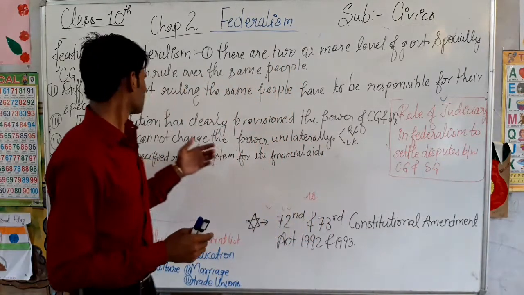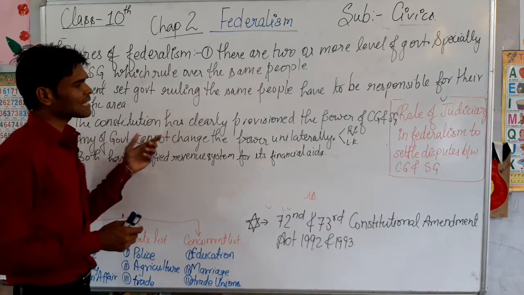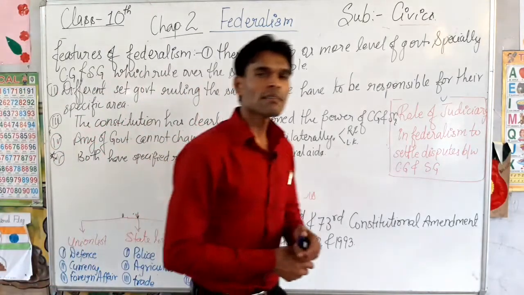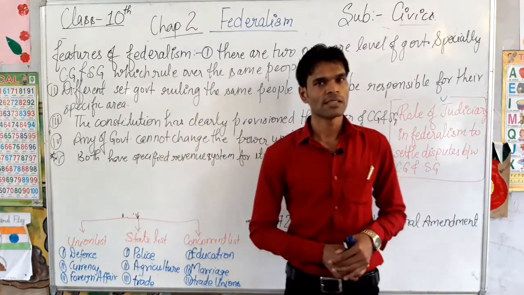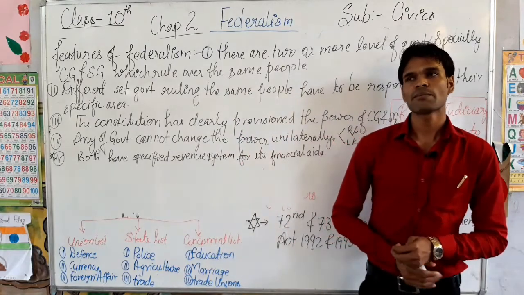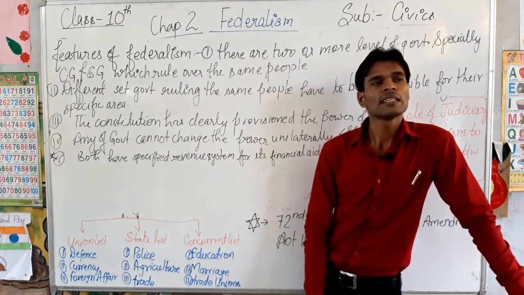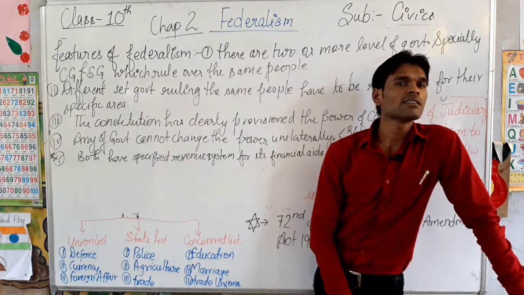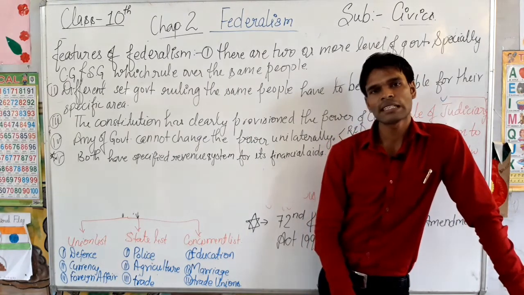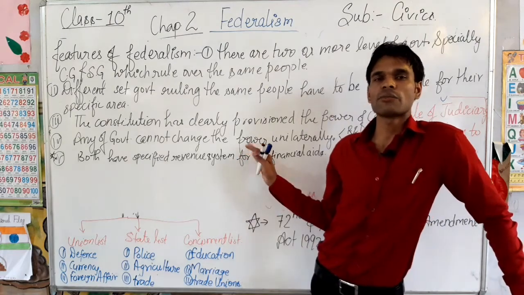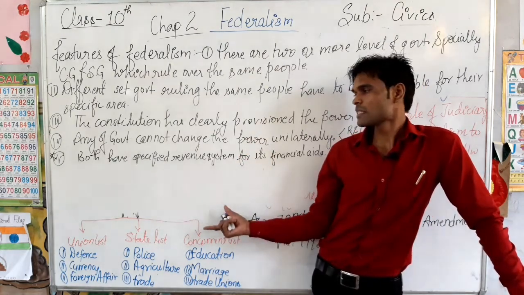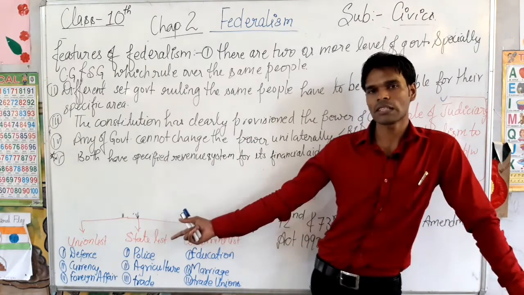Third point says that the Constitution has clearly provisioned the powers of the central government and state government. In federalism there is the provision of separate powers, separate subjects for the central and state government: what are the subjects that are going to be worked on, maintained and practiced by the central government and state government. For this purpose there is a division of power, as I have shown you below.